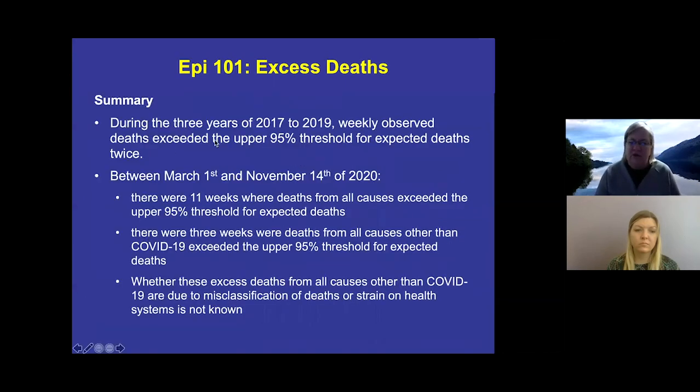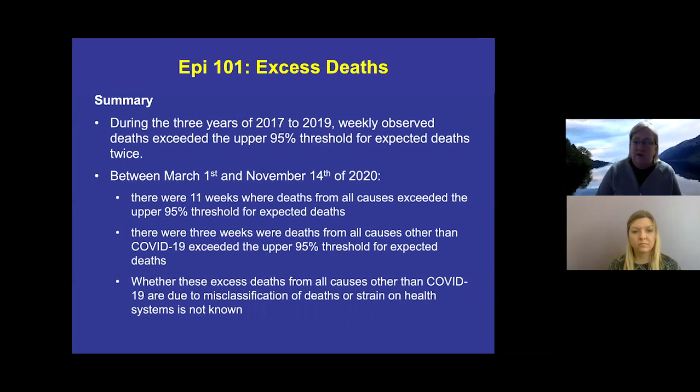So in summary, during the 3 years of 2017 to 2019, the weekly observed deaths exceeded that upper threshold twice. Since March of 2020, there have been 11 weeks where deaths from all causes exceeded that upper 95% threshold for expected deaths. There were 3 weeks where deaths from all causes other than COVID exceeded that threshold, and whether these excess deaths that are not coded as COVID are really COVID-related deaths that were misclassified, or whether it's a result of strain on the health system or people not going to the hospital when they should, isn't really known.